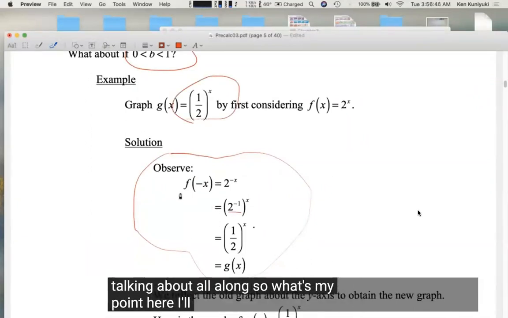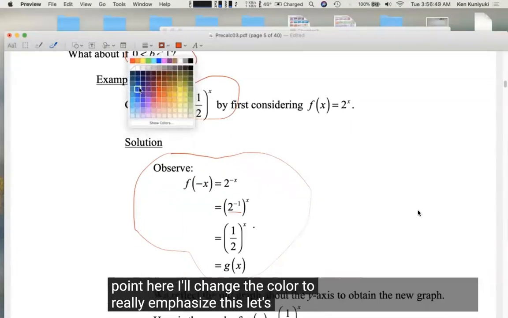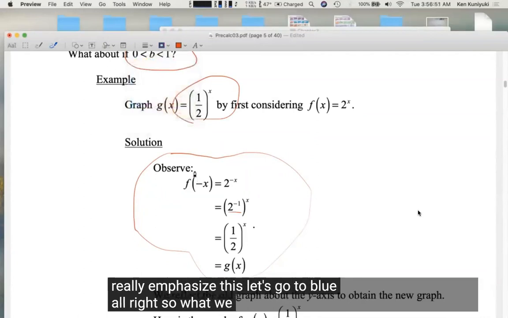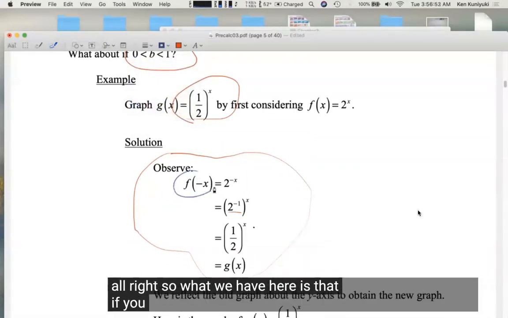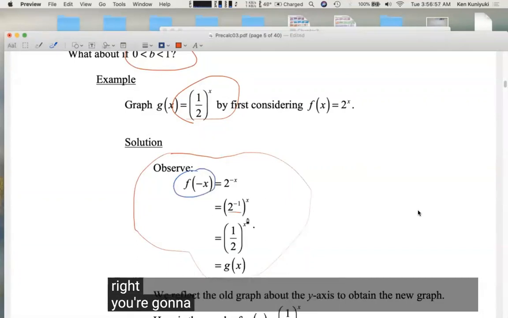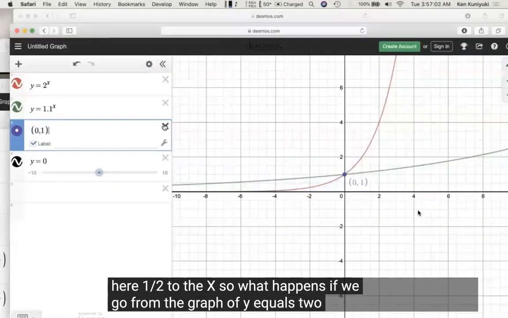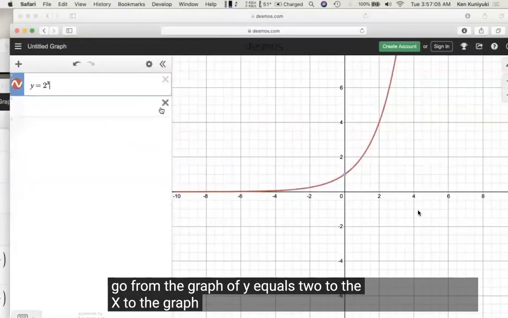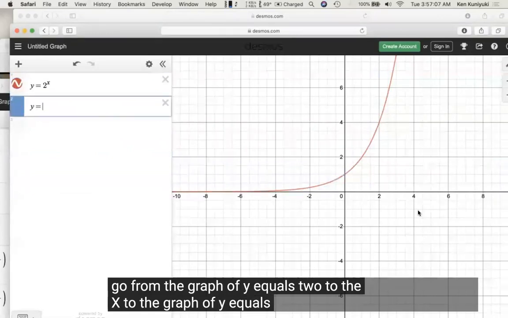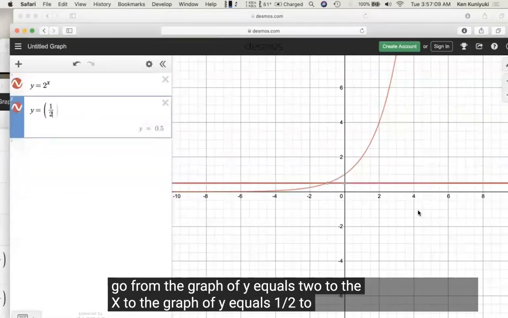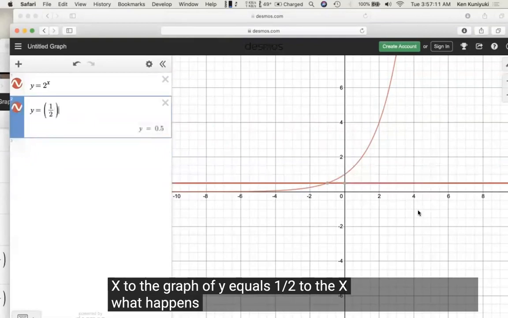So what's my point here? I'll change the color to really emphasize this. Let's go to blue. So what we have here is that if you replace x with its opposite, you're going to get the guy that we want here, (1/2)^x. So what happens if we go from the graph of y = 2^x to the graph of y = (1/2)^x? What happens?